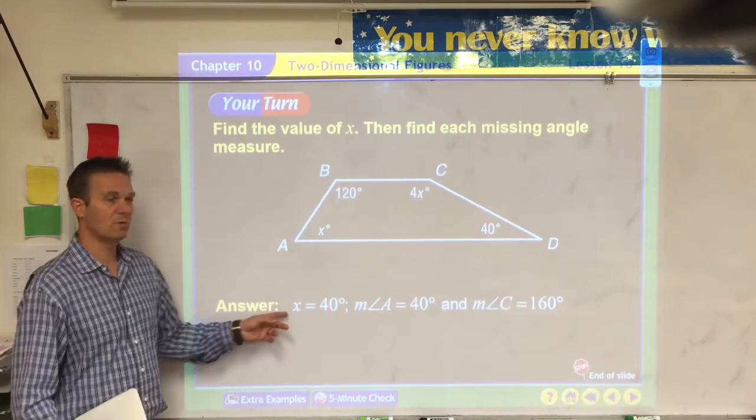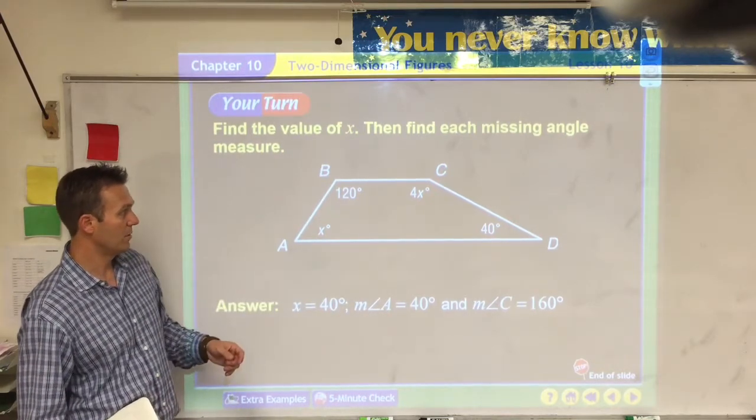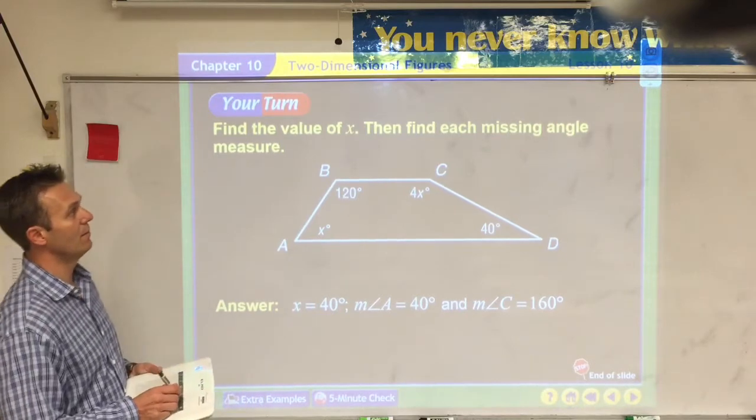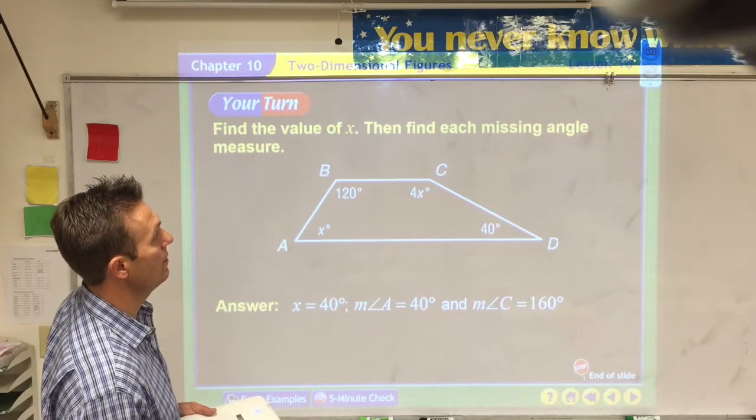And so x equals 40 degrees is what you solve for. How did they get that? Well, let me show you. Right now, I'll bring it up for you.